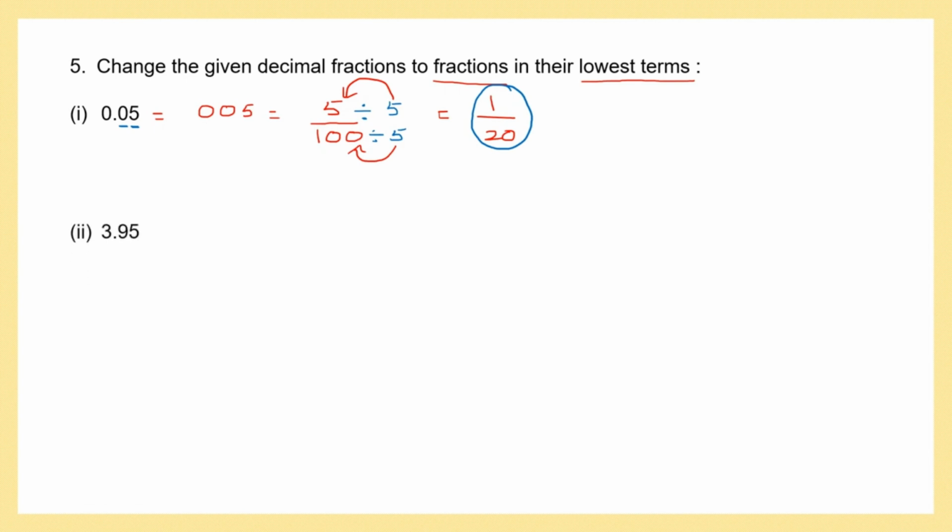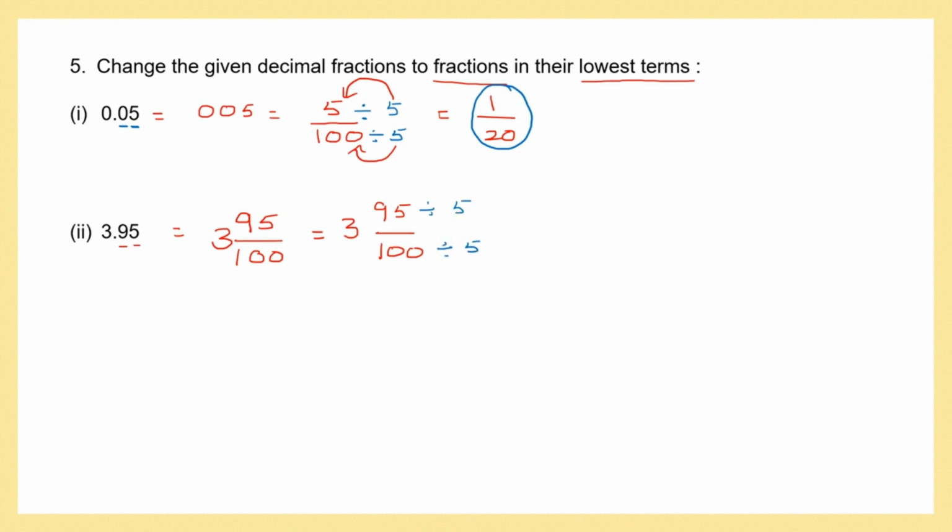Second question. 3.95. Now 95 is a decimal part. It will have a denominator 1 followed by 2 zeros because there are 2 decimal places. Now what about 3? 3 is my whole number. So this is a mixed fraction. So let me convert it to the lowest term. I will write 3 as it is. Now 95 by 100. Both have to be reduced to the lowest term. They are divisible by 5. Both are divisible by 5.